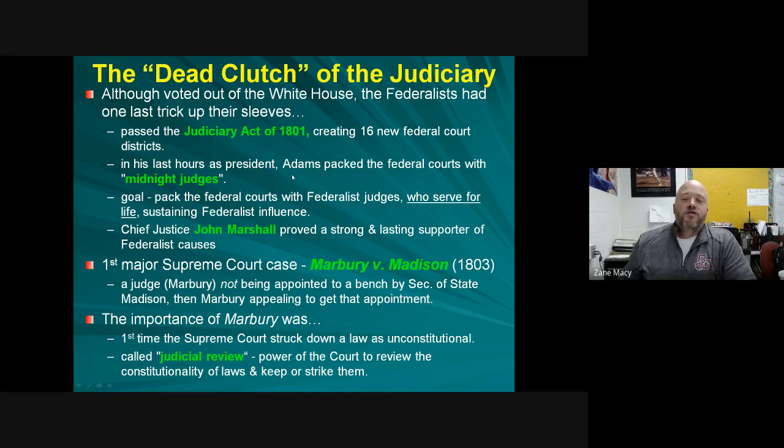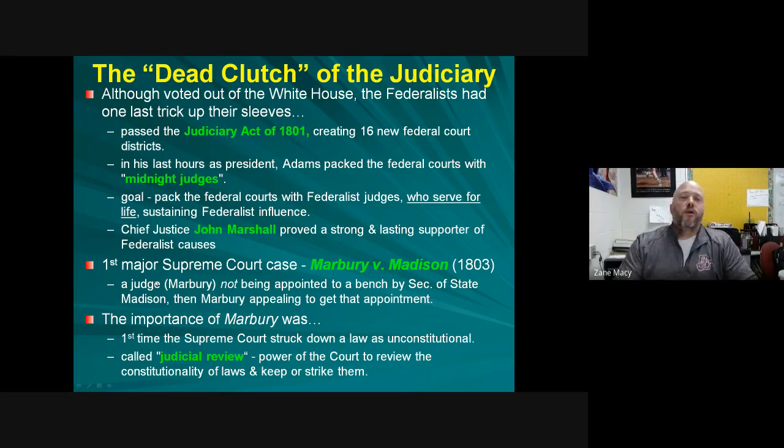But these judges that President Adams ended up signing into their appointments were referred to as midnight judges because literally it was the middle of the night on the last day that he was president of the United States that they get their appointment. Chief Justice John Marshall ends up proving to be an extremely strong Federalist or conservative supporter for Federalist causes as we move forward.